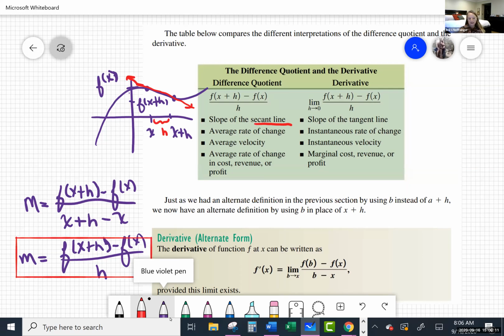We also say that between those 2 points, we're looking at the average rate of change of what's going on between here, taking the average of those values. If we're talking about the position of something moving, this could be the average velocity or average speed, or the average rate of change in cost, revenue, or profit.